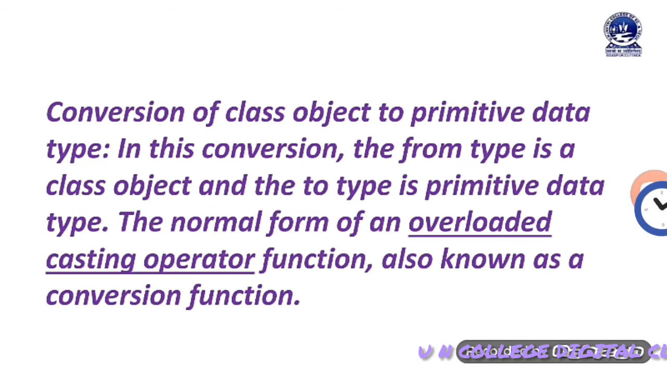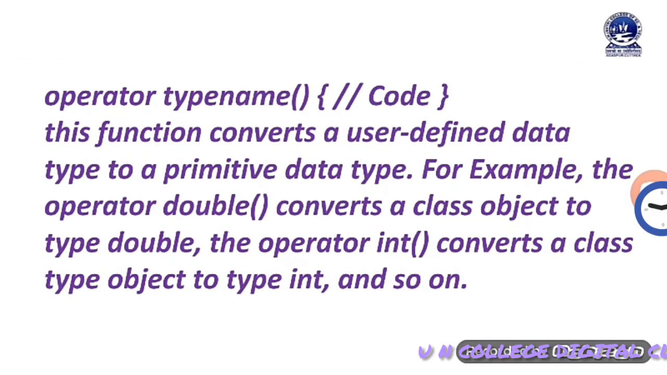The normal form of an overloaded casting operator function, also known as conversion function. Actually here also we will use the operator function for conversion, and the operator function is also called a conversion function. The syntax of using operator function we have already used in basic type to class type: operator, type name, then parenthesis, then code. This function converts a user defined data type to primitive data type. For example, operator double converts a class object to type double. Operator int converts a class type object to int type, and so on.